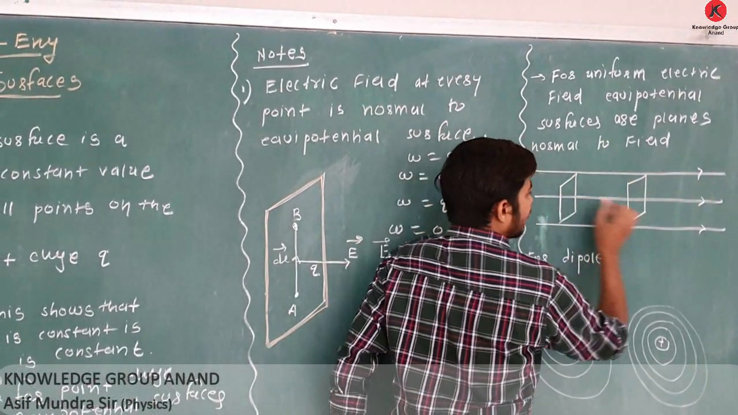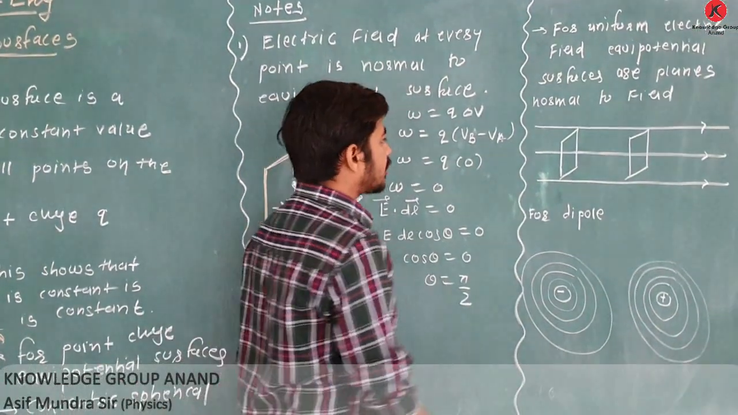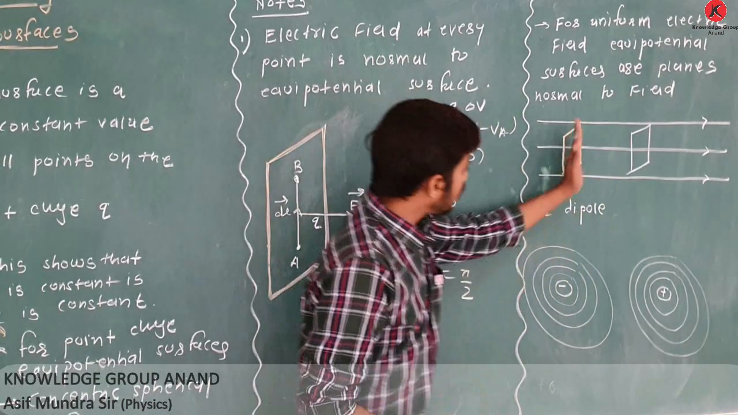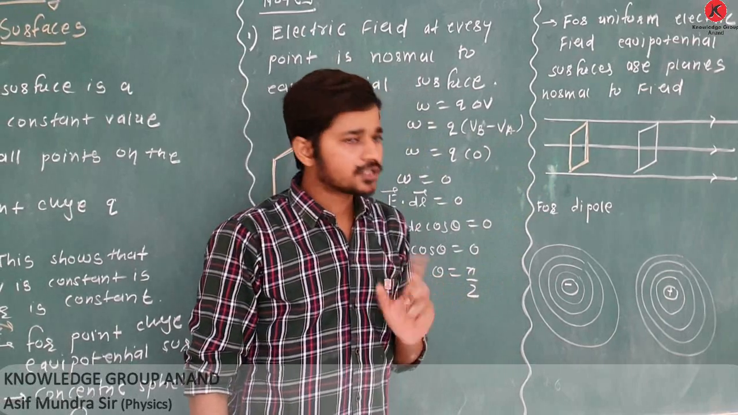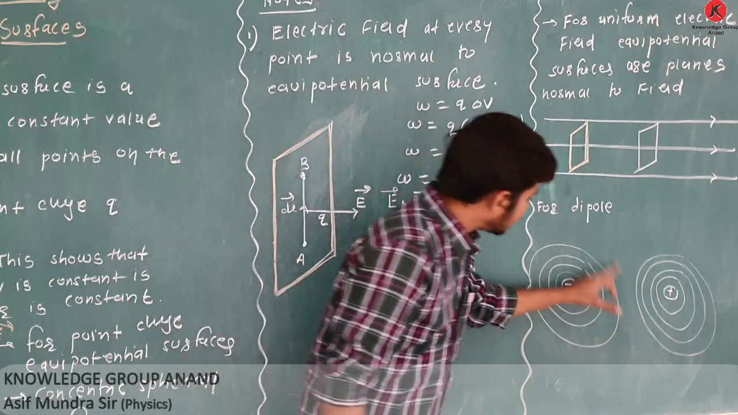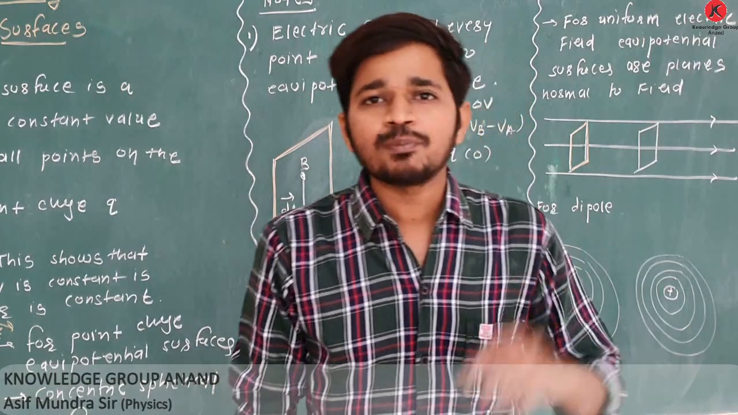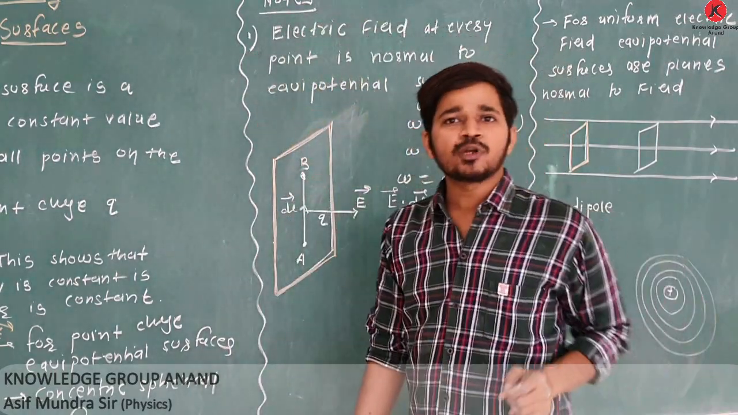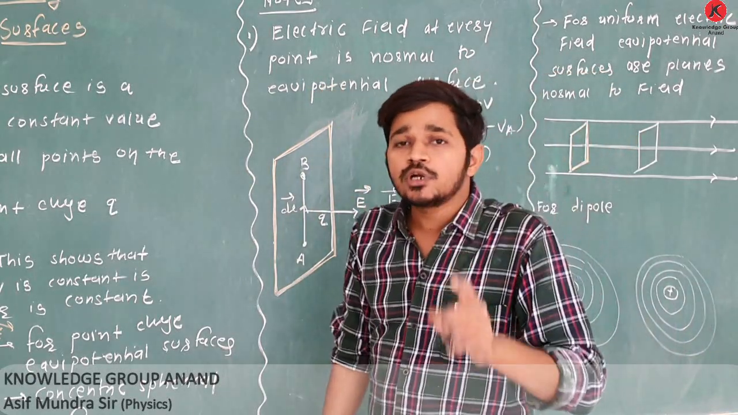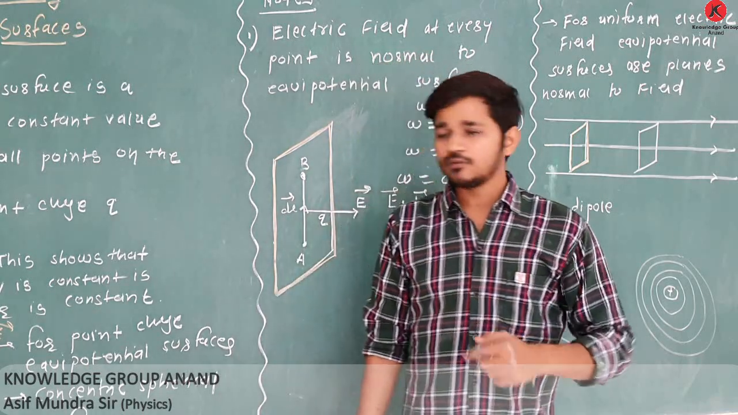See, parallel and equidistant electric field lines means uniform electric field. For this uniform electric field, equipotential surfaces are planes normal to the electric field lines. Clear? For a dipole, negative charge and positive charge, equipotential surfaces are like this. So that is one point: what is an equipotential surface? And one important point about this: remember, electric field is normal to the equipotential surface. Clear? Pause your video and write down in your notebooks.